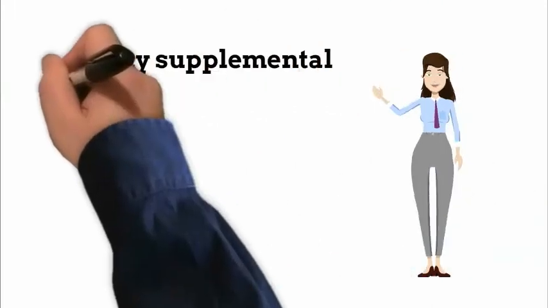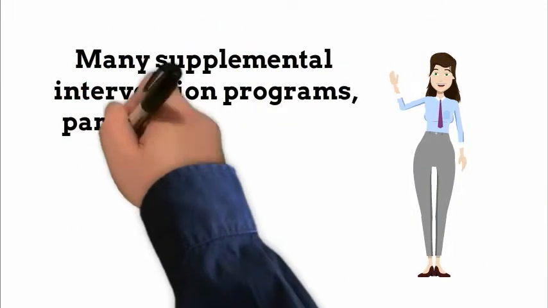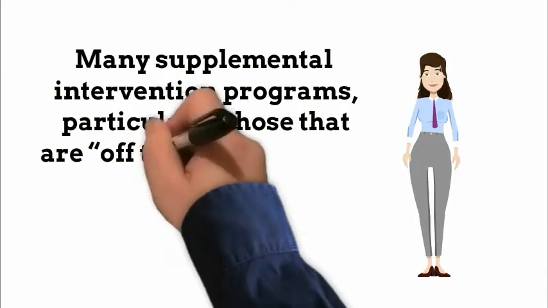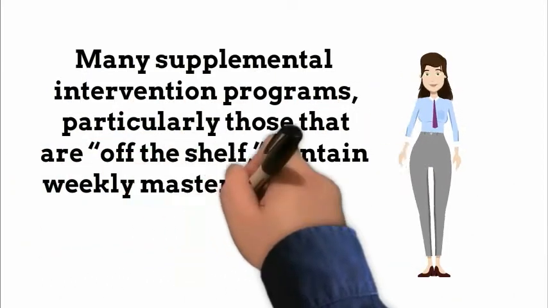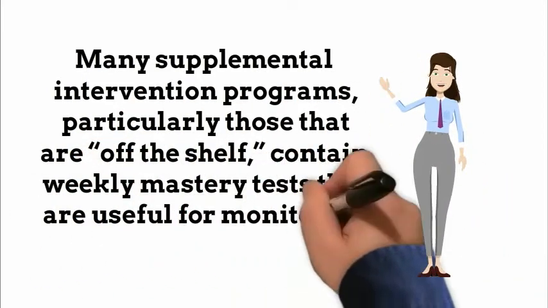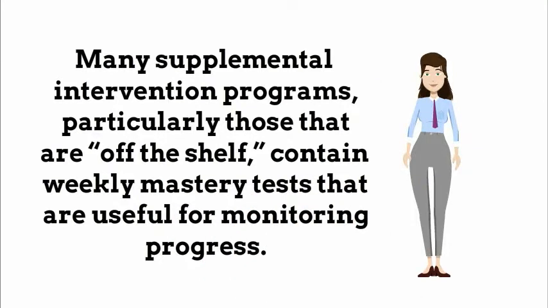Progress monitoring in the supplemental tier should be conducted weekly if possible and no less than once a month. Schools may find that supplemental intervention programs, particularly those that are off the shelf, contain weekly mastery tests that are useful for monitoring progress.